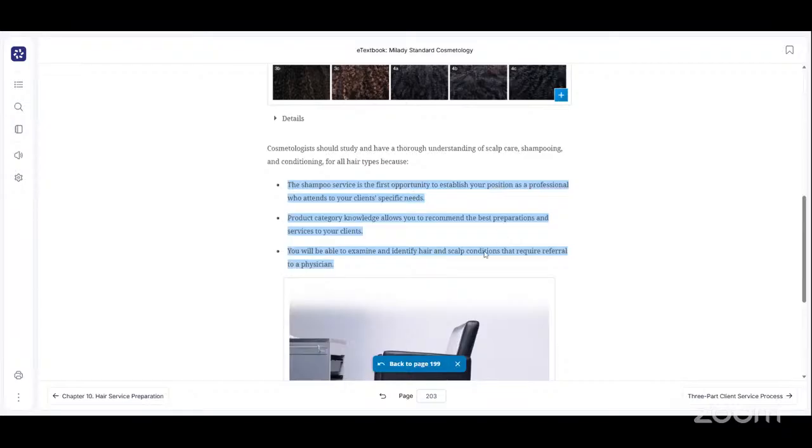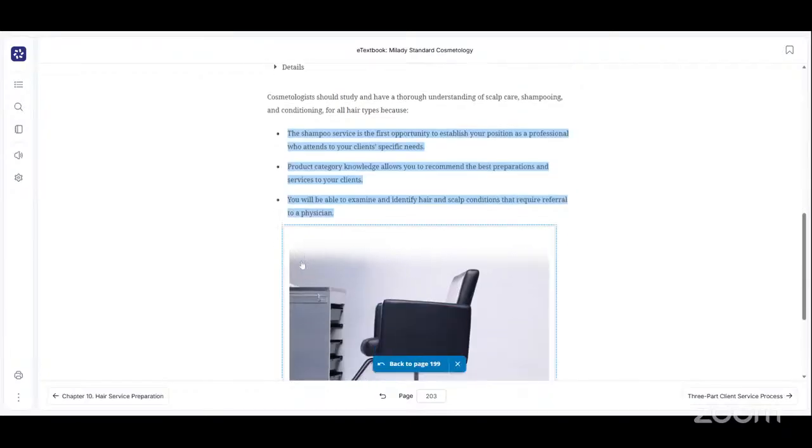Okay. It says you will be able to examine and identify hair and scalp conditions that require referral to a physician. So some things you'll be able to treat, some things you will not. You will need to forward certain individuals to see a physician. And then you are a hairdresser, cosmetologist first, okay? If something is outside of your scope of practice, do not be afraid to say, hey, you need to go see a dermatologist. Hey, you need to go see a trichologist. Just go see your general practitioner, okay? You got to be okay with that.